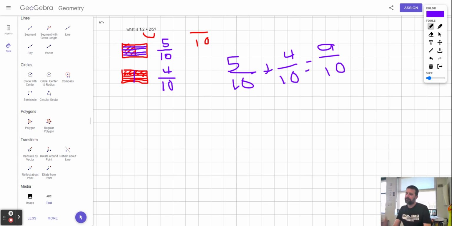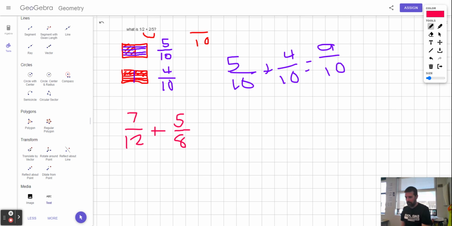Okay, now the other sort of option, if you kind of feel like you don't need a model or you're dealing with really big numbers, well, let's do another one. So instead of doing these lower numbers, like what if it was 7/12 plus 5/8? Whoa. Okay, I don't want to draw that.